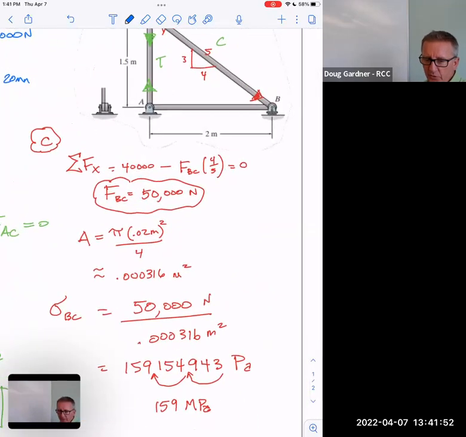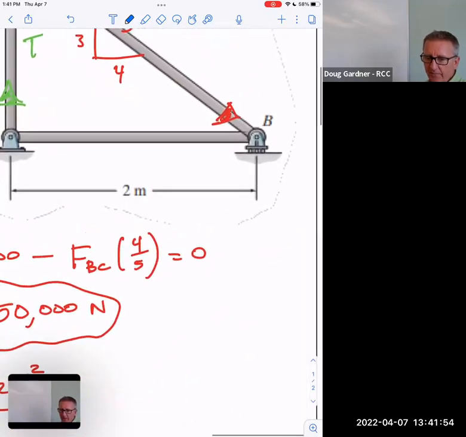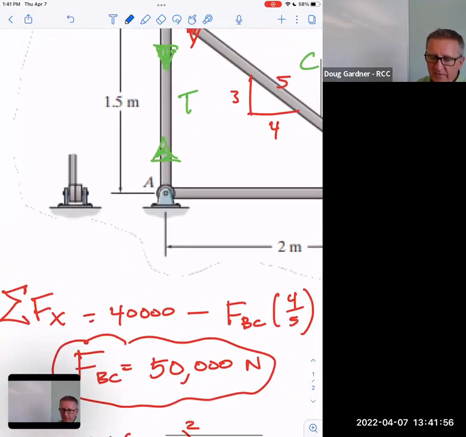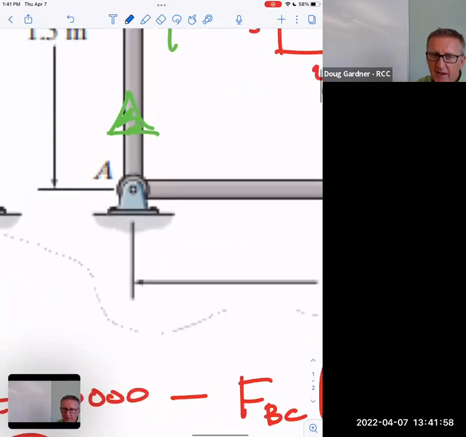Incidentally, notice these two connections down here. What do you notice about how many forces that connection resists, if I was going to add those to the free body diagram?